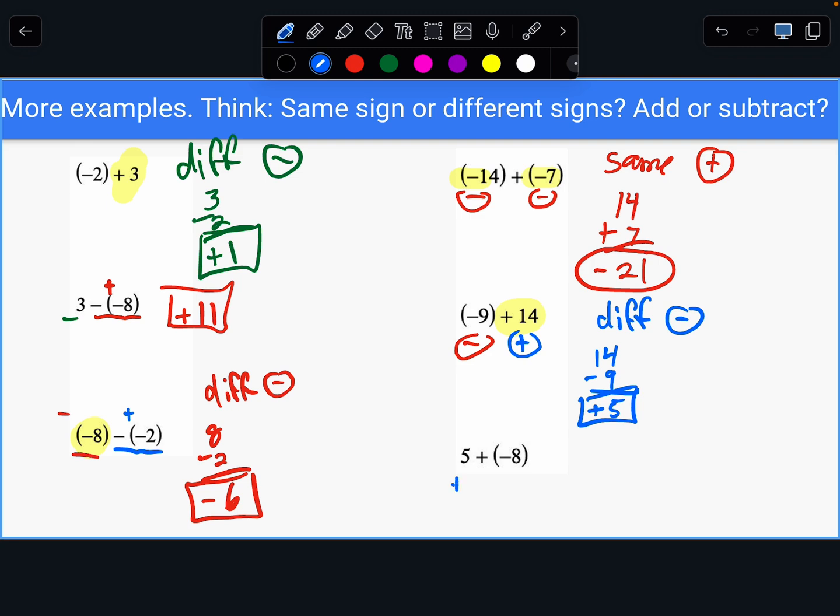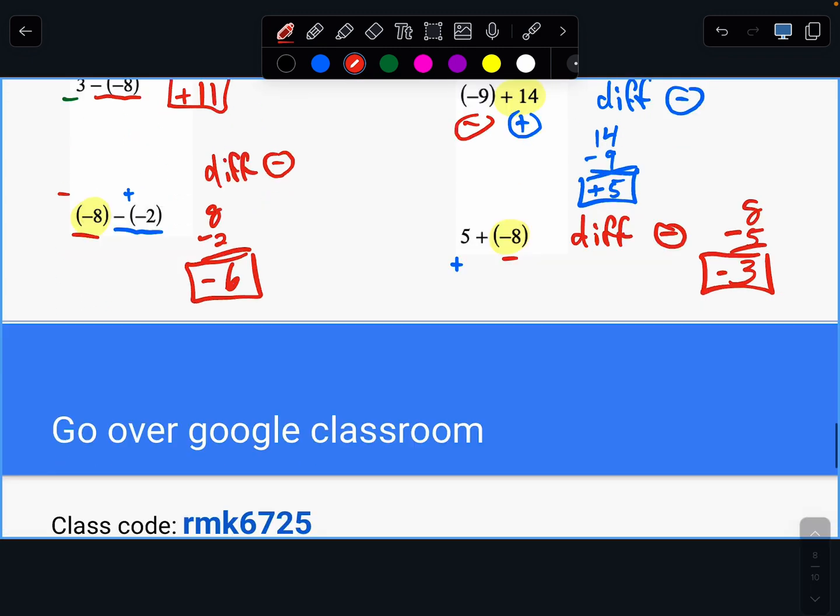And the last one, we have a positive number. We have a negative number. Those are different, which means we're going to subtract. Always take the bigger number minus the smaller number. 8 minus 5 is 3. Then we look which one is the bigger. 8 is bigger. The sign of the bigger number is negative. Therefore, our answer is going to be negative. Okay, so those are our examples of the second way of how to think about it.